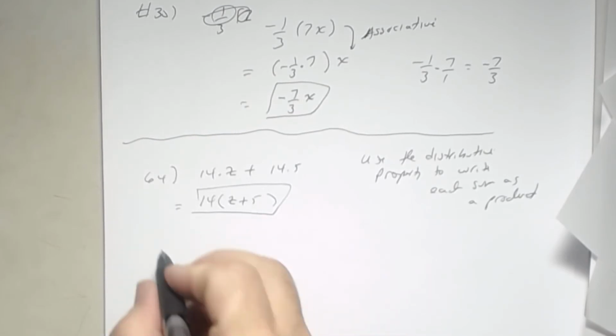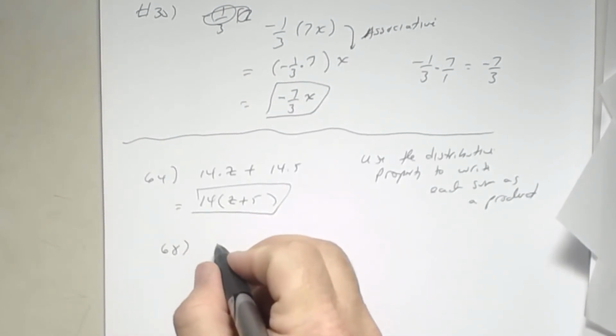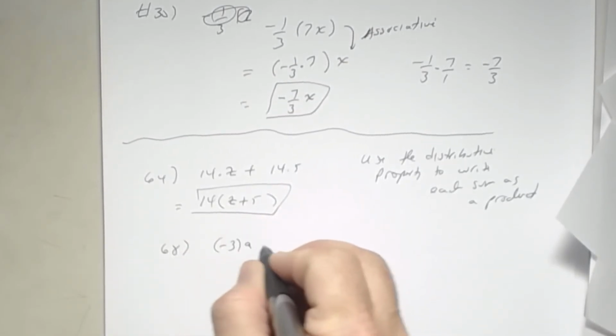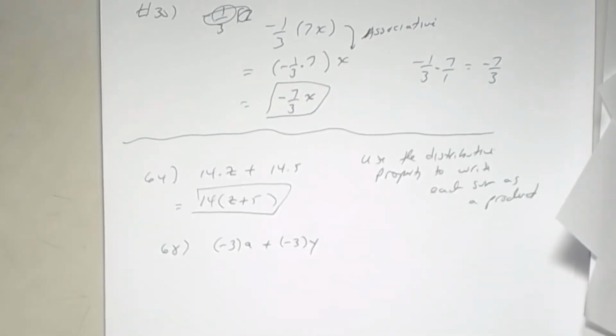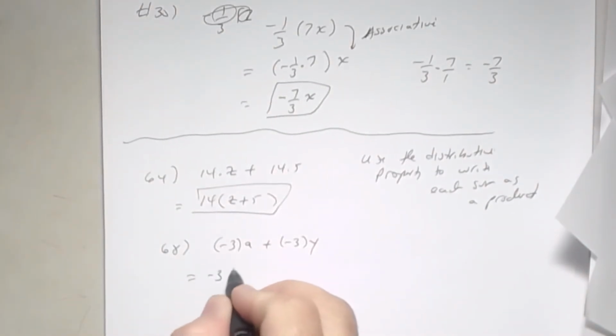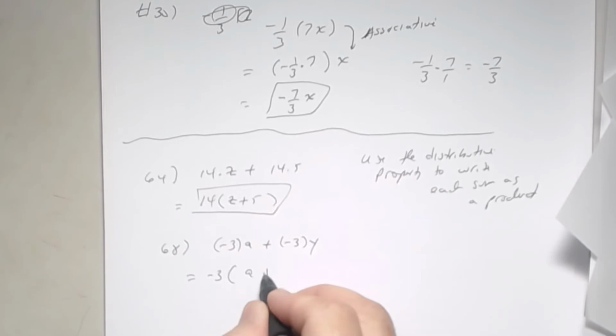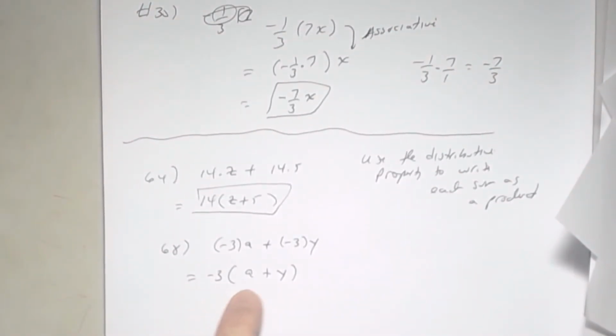68. You have negative 3 times a plus negative 3 times y. What do they have in common? So how are you going to write the answer? How are you going to write it using distributive property? A plus y. It kind of makes sense because if you use a distributive property, negative 3 times a is this right here, right? And then negative 3 times y is this right here. Okay? So that's your answer.